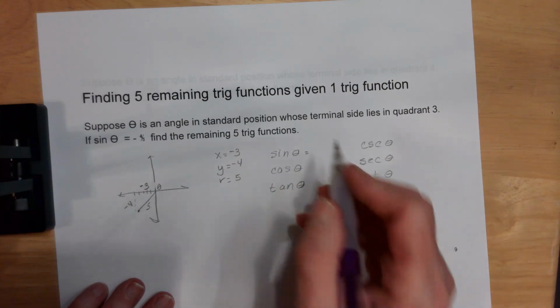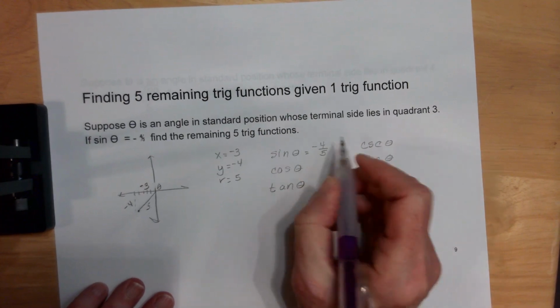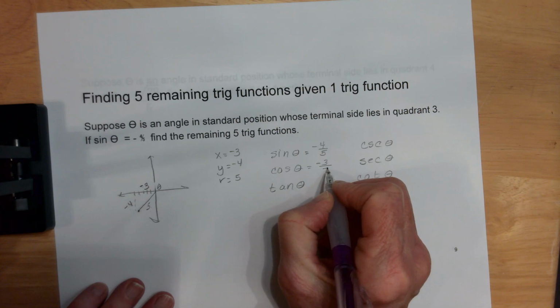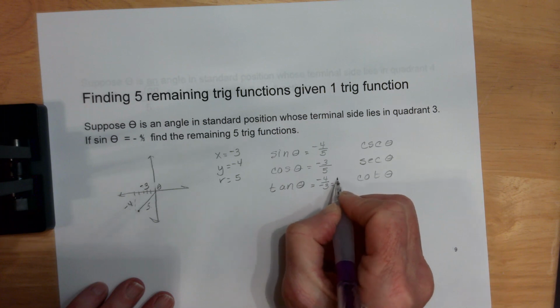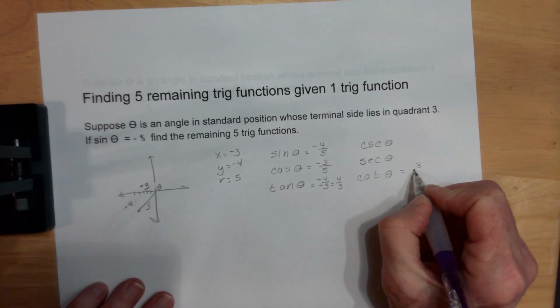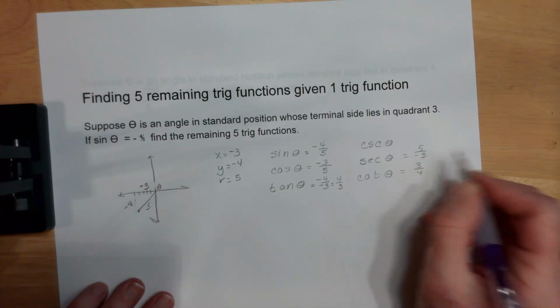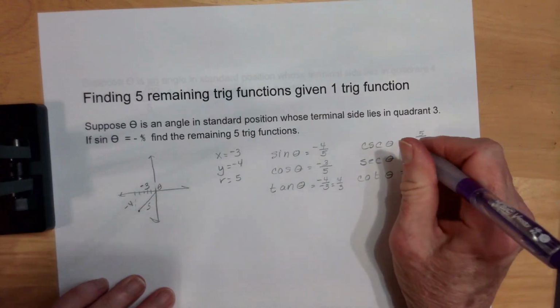So I've got sine is y over r, so negative 4 over 5. Cosine is x over r, so negative 3 over 5. Tangent is y over x, which is negative 4 over negative 3, which is 4/3. Flip it, you have 3 over 4. You have 5 over negative 3, and you have 5 over negative 4.